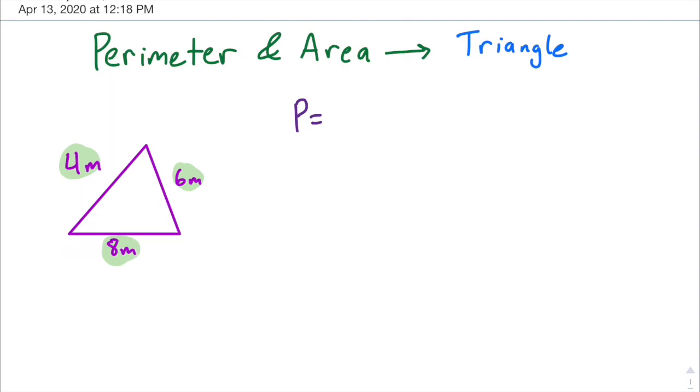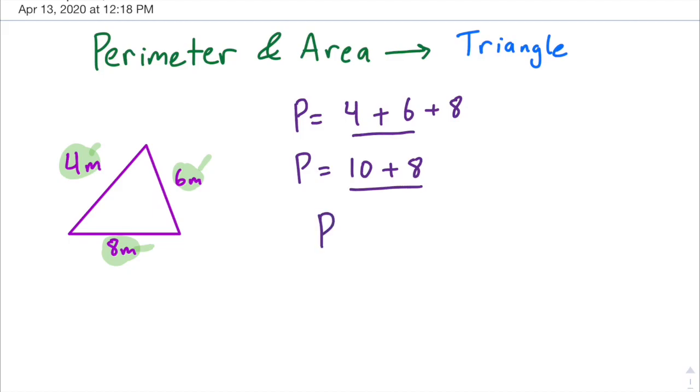We have 4, 6, and 8. So what we do is we add up 4 plus 6 plus 8. And then all we do now is just add across. 4 plus 6 is 10. Bring down the 8. Then we do 10 plus 8 gives us 18.